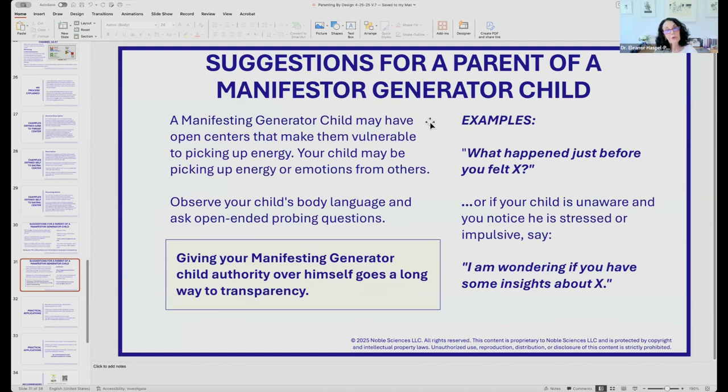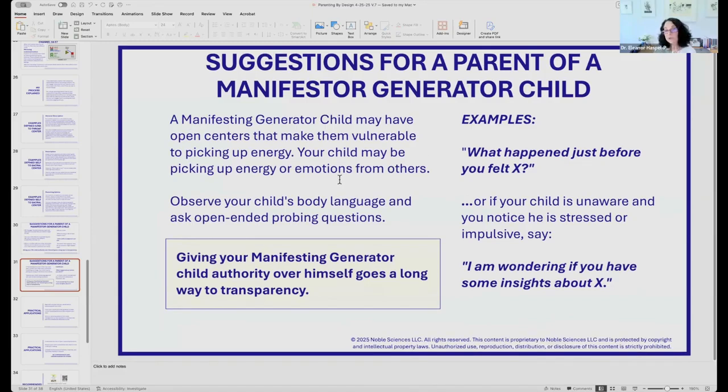So, suggestions for a parent of a manifesting generator child. The manifesting generator child with open centers may be vulnerable to picking up energy and emotions from other people. Observe your child's body language and ask open-ended questions. I say giving your child, manifesting generator child, authority over himself goes a long way to transparency.